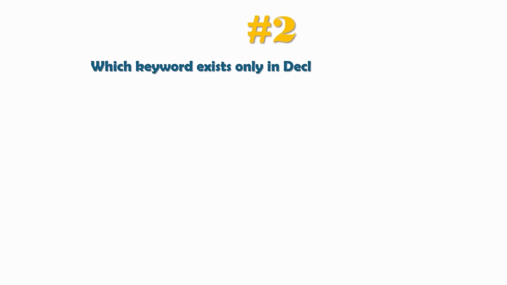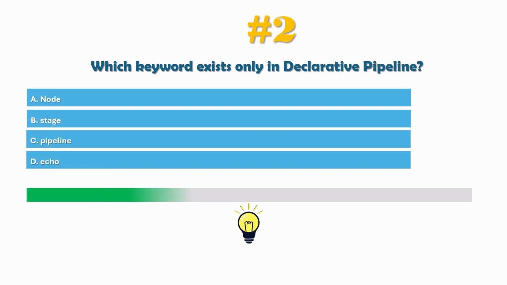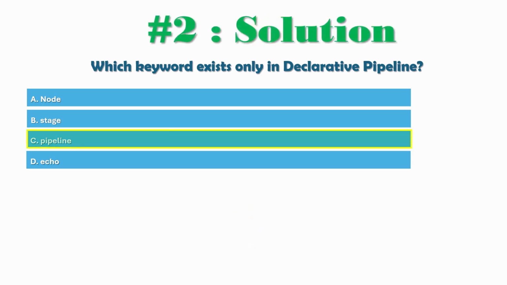Next, which keyword only exists in declarative pipeline? The correct option is C. Scripted pipelines do not use the pipeline keyword. They usually begin with the node keyword.